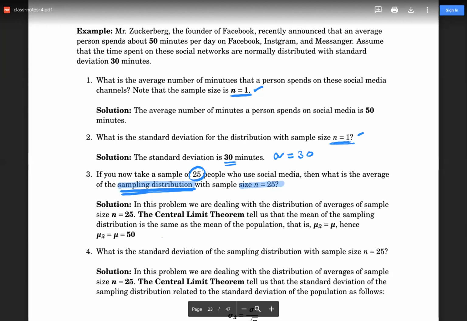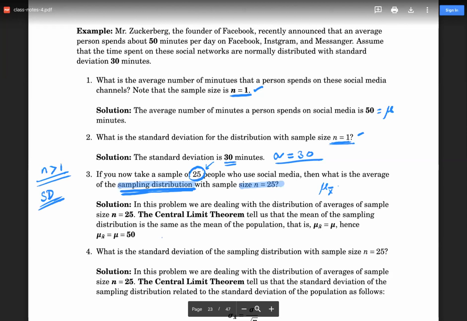Now, remember the central limit theorem tells you that mu sub x bar. So now you cannot say this is mu. Like I said, this is equal to mu. This is equal to sigma. You cannot say it's mu anymore. It is mu sub x bar, because you're dealing with a sample of size greater than 1. N is greater than 1, meaning you're dealing with sampling distribution. In our case, N is 25.